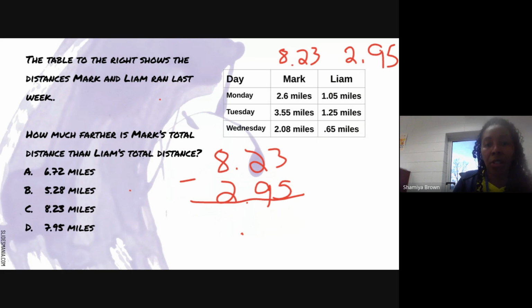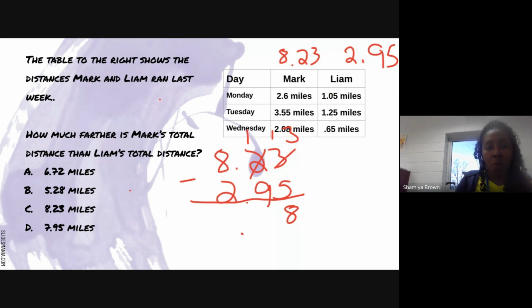Alright, so now I can subtract. So I need to subtract the hundreds place. So I have 3 minus 5. I can't do that, so I will borrow from my 2. 2 will become a 1. The 3 will become a 13. Now I have 13 minus 5, which is 8.